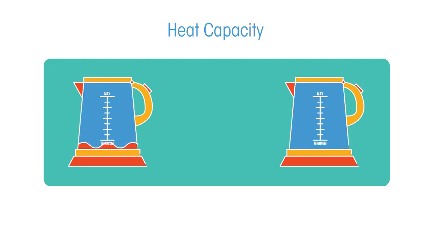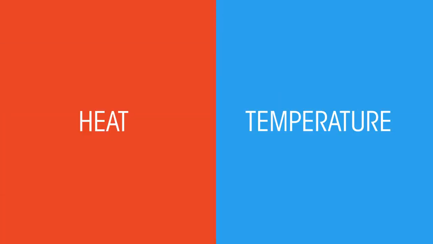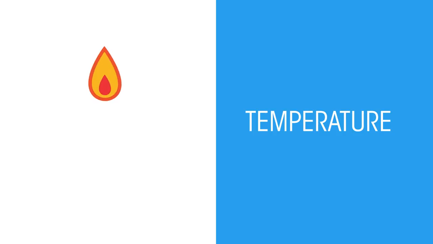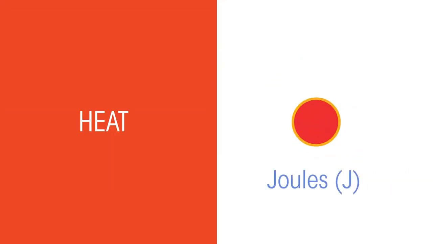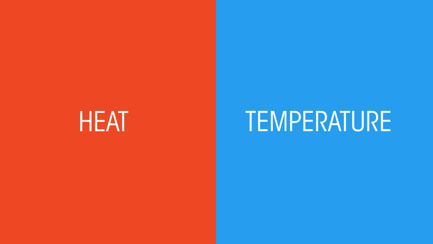Before we get into details, it is important to realize that there is a difference between heat and temperature. Temperature is a way of describing how hot or cold an object is, and is measured in degrees Celsius, whereas heat is a form of energy and is measured in joules. The more heat transferred to an object, the more its temperature will rise. So heat and temperature are related, but they are not the same.